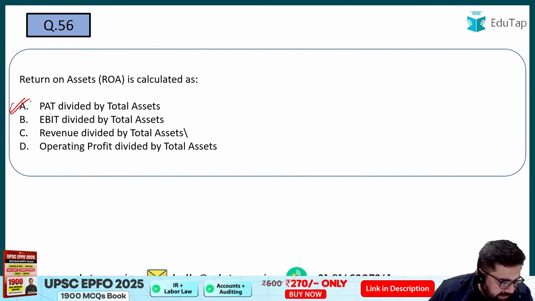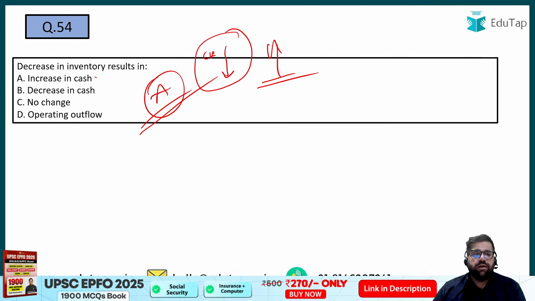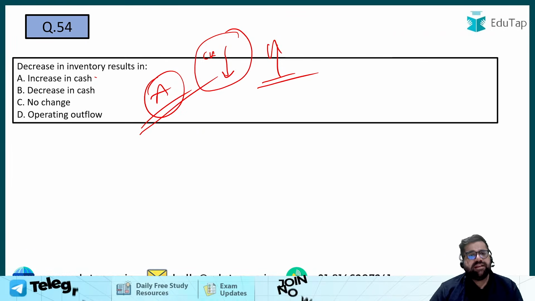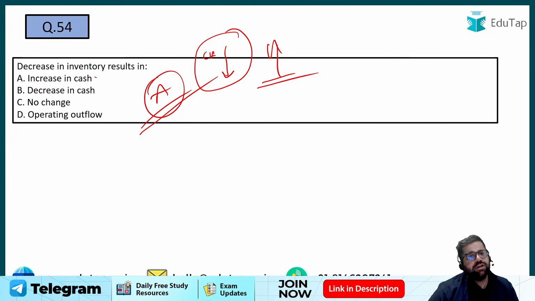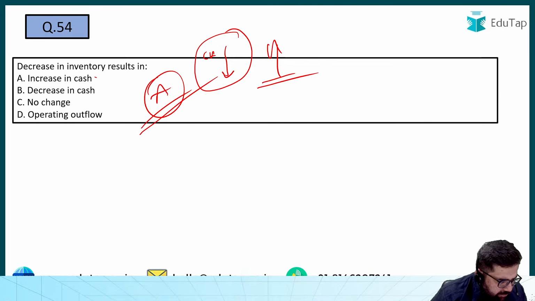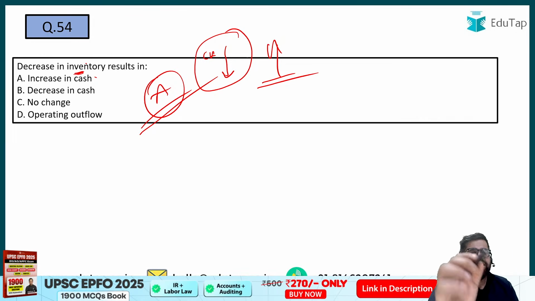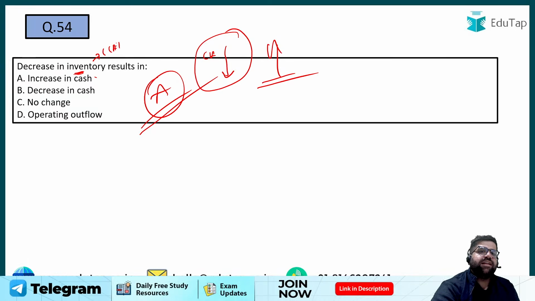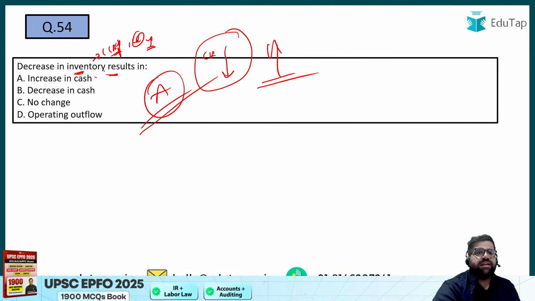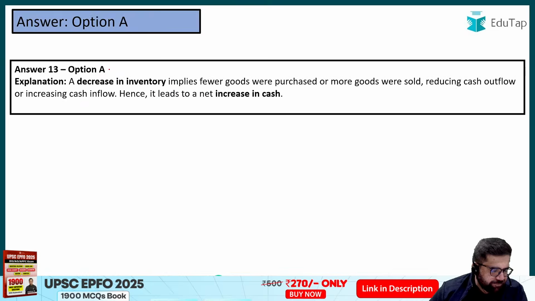Now somebody is asking me about question number 54. Decrease in inventory results in increase in cash, decrease in cash, no change, and operating outflow. So what is your doubt over here? Basically, we were trying to check how inventory has a relationship with cash, and inventory is a current asset. If your current asset increases, then definitely your cash will reduce. Sorry, if your current asset decreases, here it is decreasing, so your cash will increase. Therefore, your answer was option number A.